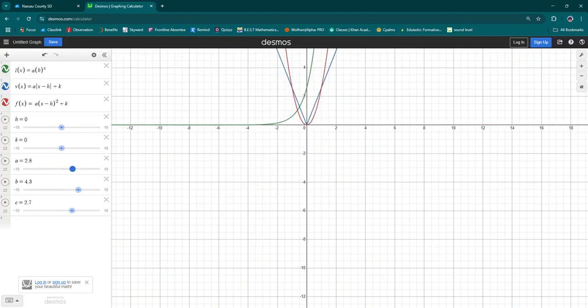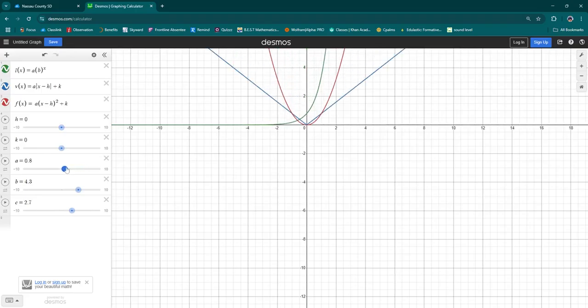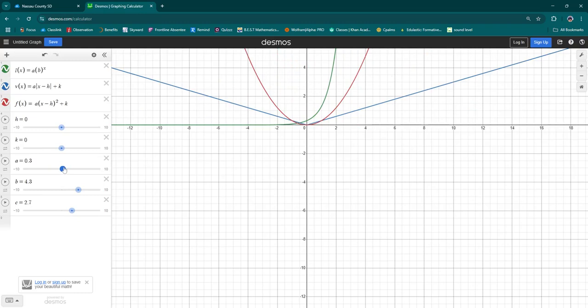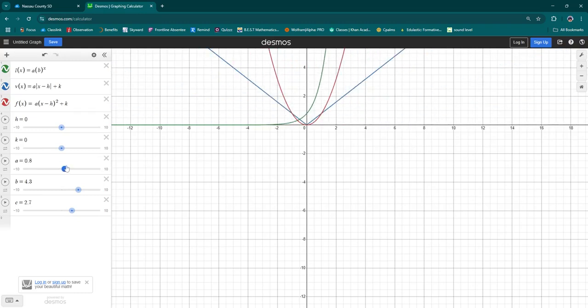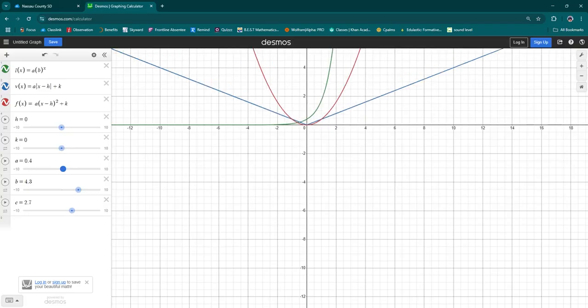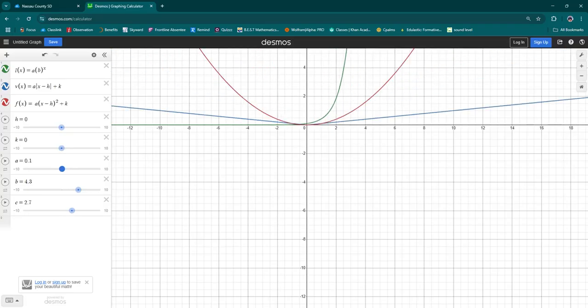So to make everything shrink horizontally, you increase a to be greater than 1. To make them spread out, you decrease a closer to 0. The closer to 0 it gets, the more widespread it gets, because when it's 0.1, that means it takes 10 changes in x for y to go up just 1, or 1 change in x is 0.1 change in y.